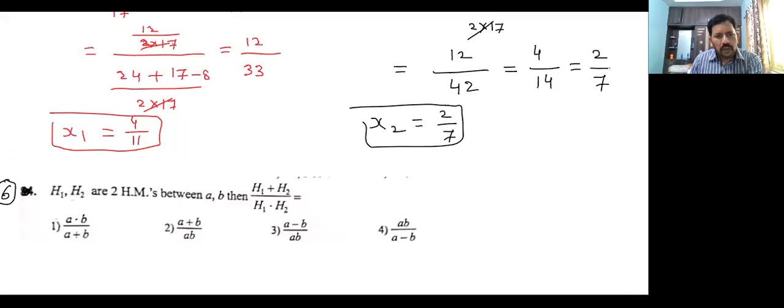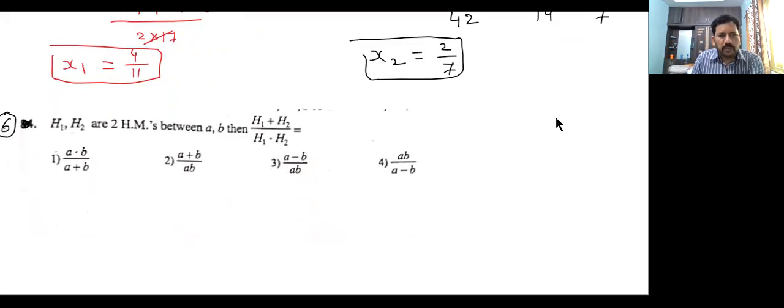H1, H2 are two harmonic means between A, B. Then find (H1 plus H2) divided by H1 H2. So here how many harmonic means are there? Two harmonic means. Already those values are given. Now we can write A, H1, H2, B. This is in HP series.